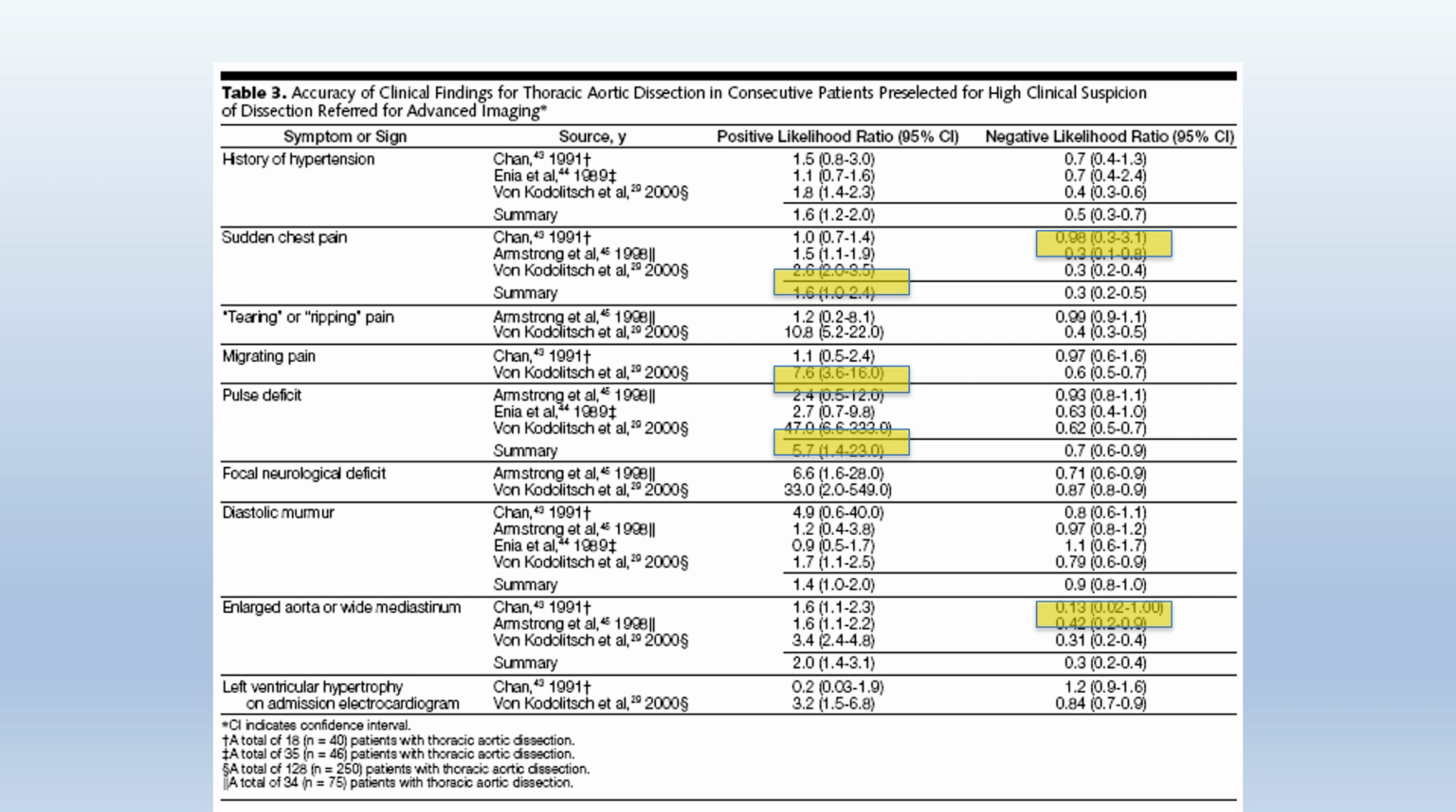And this is the positive likelihood ratio and the negative likelihood ratio of the accuracy of the clinical findings for thoracic aortic dissection in consecutive patients pre-selected for high clinical suspicion of aortic dissection. These are various studies which are compared. So history of hypertension, sudden onset of chest pain is important, and tearing or ripping pain is the next thing. Then migrating pain, pulse deficit, and enlarging aorta.